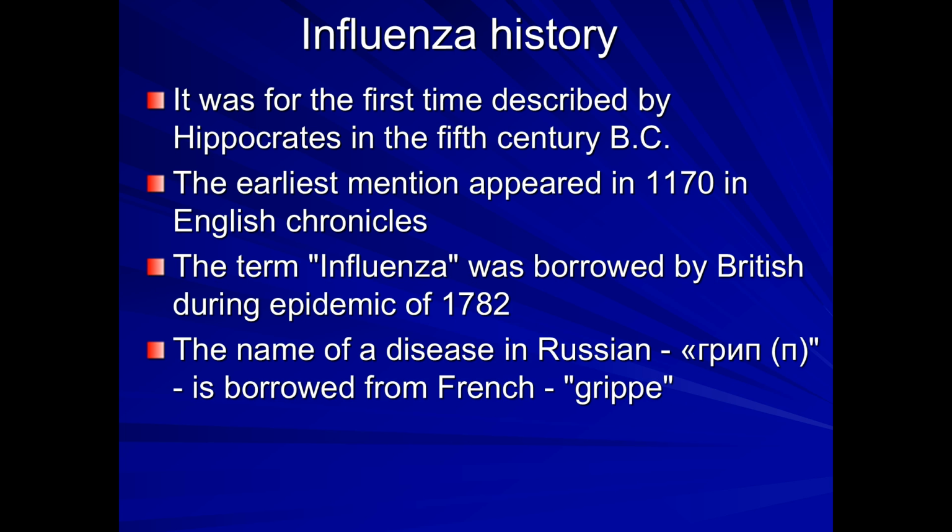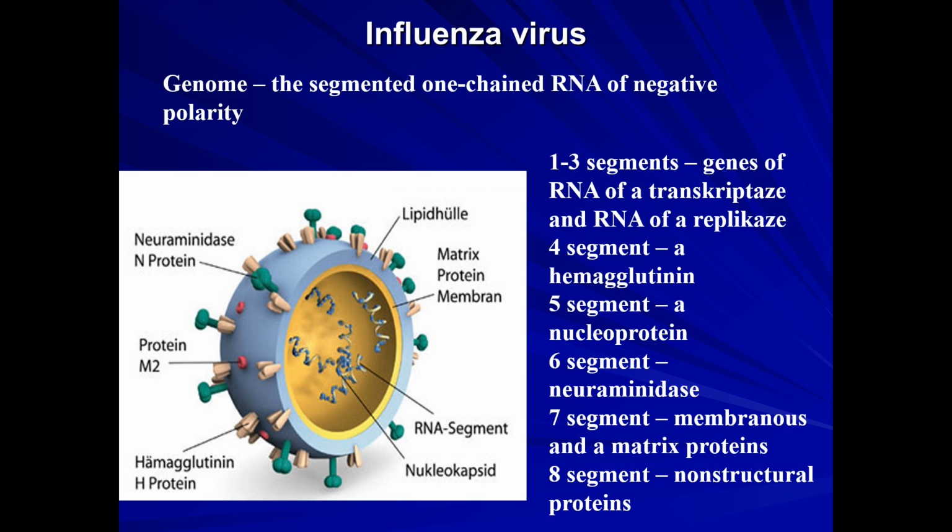Influenza history. It was first described by Hippocrates in the 5th century. The earliest mention appeared in 1170 in English chronicles. The term influenza was borrowed by the British during the epidemic of 1782. The name of the disease in Russian, grippe, is borrowed from the French grippe.